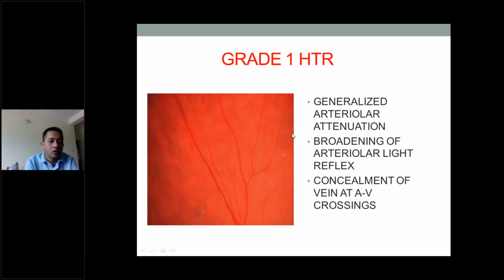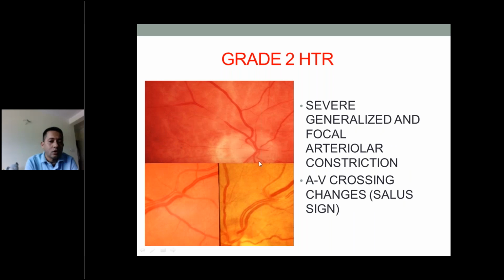It's very simple. In grade 1, look for arterial narrowing. There may be slight broadening of the arterial reflex, but there are no AV crossing signs. In grade 2, you have AV crossing signs, and you may see focal areas of spasm. You can see tapering of the vessels over here. Likewise, you can see the continuity is broken over here. So this is the Salus sign. This is a typical Bonnet sign.